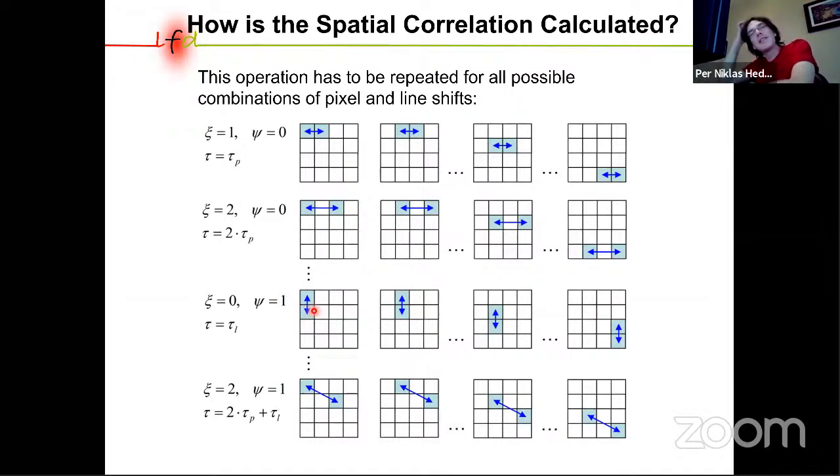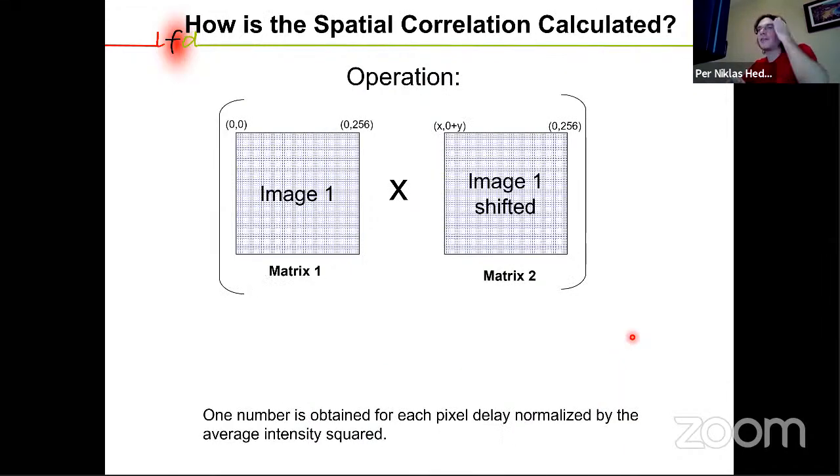And then, of course, we can also calculate the correlation between lines, not only between pixels, but also between line number 1 and 2, line number 2 and 3, and so on. And then we have all the combinations between pixels and lines. So quite a lot of calculations, you would think. How do we do this?